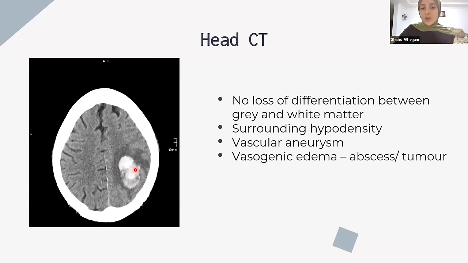So in vasogenic edema, you have no loss of differentiation between the gray and the white matter. You have surrounding hypodensity, and here you have the area where the problem is. Can be an abscess, can be a tumor, it can be an aneurysm. So it depends on the case. So here, which type of stroke is this?